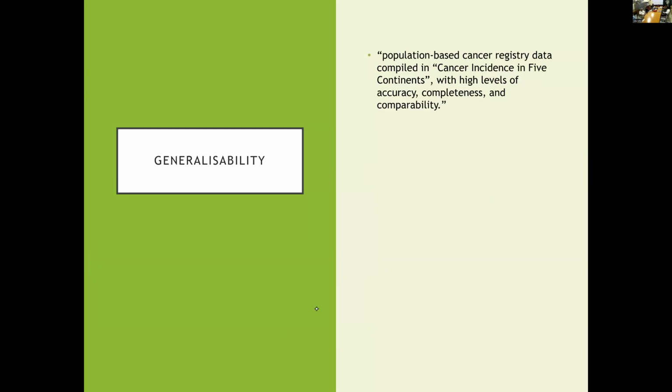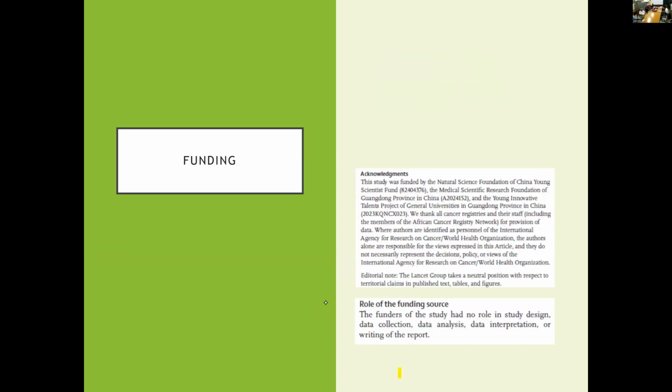Generalizability: they have said that they have got data from a very wide range of people, so it can be applied broadly. The last part in the study is funding. They have acknowledged the funders and also mentioned the role of the funding source. They've also mentioned that the funders had no role in the study.